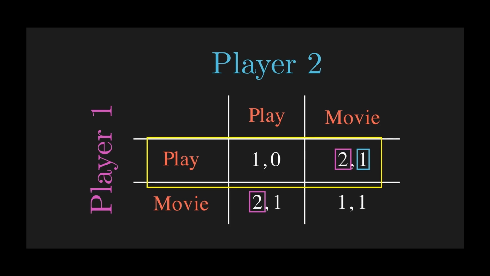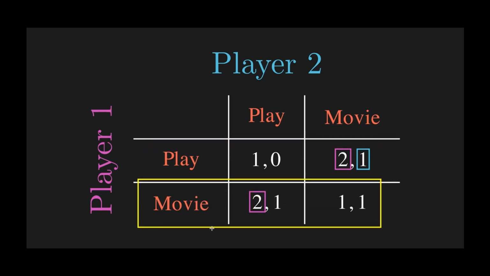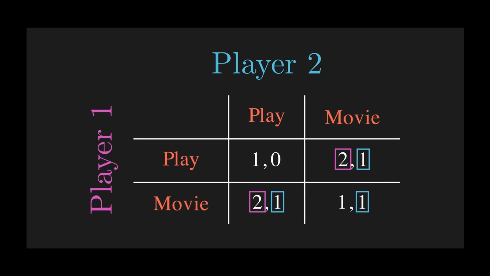Okay, so if player 1 is going to the movies, what should player 2 do? Well, player 2 going to the play would get a payoff of 1, and going to the movies with player 1 would give them a payoff of 1. So in both cases, they have an equal payoff of 1. So we'll put a box around both, and this is the best response for player 2.